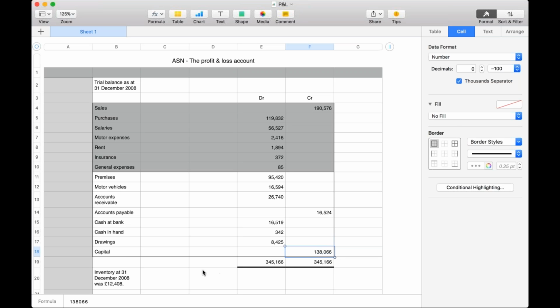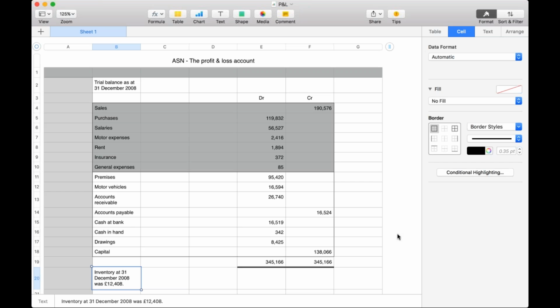Now, you'll also notice just underneath the trial balance, I've got a little note here. It says inventory, so that could be stock on hand as well. At 31st of December was 12,408, and that is quite relevant because we will use that when we compile our profit and loss account in a second.